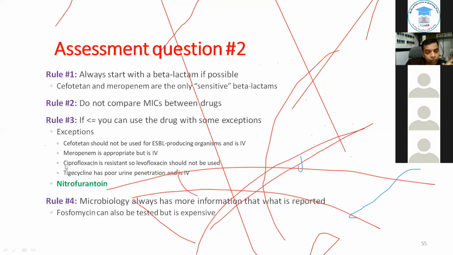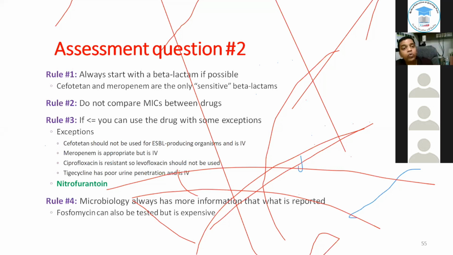Second, ciprofloxacin was resistant, so levofloxacin will not be used. Tigecycline was sensitive, but tigecycline has poor urine penetration. The organism is obtained from urine, and tigecycline is also IV. So tigecycline will not be the preferred therapy. So one treatment available is nitrofurantoin in the given chart. So our drug of choice will be nitrofurantoin. Rule number 4: microbiology always has more information. So we can also test fosfomycin, but it can be expensive. So considering the cost effectiveness, nitrofurantoin will be the drug of choice for this particular case.